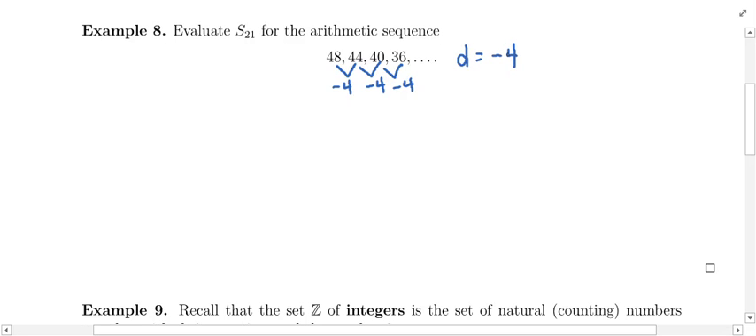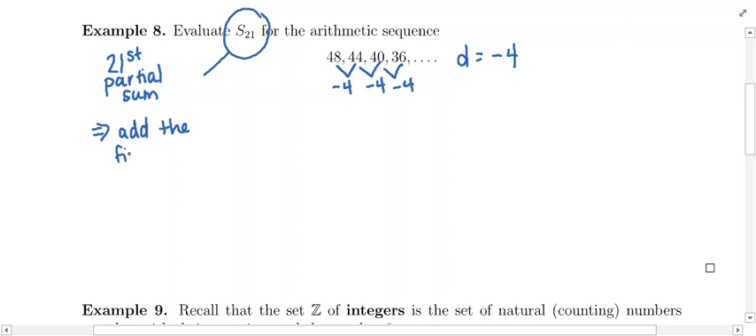This is an infinite sequence. It can go on forever, but we're trying to calculate S21. This is the 21st partial sum. That's what we can call this. What this means is we want to add the first 21 terms of the sequence up.